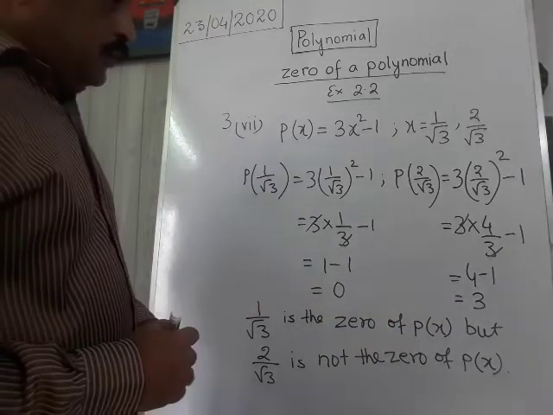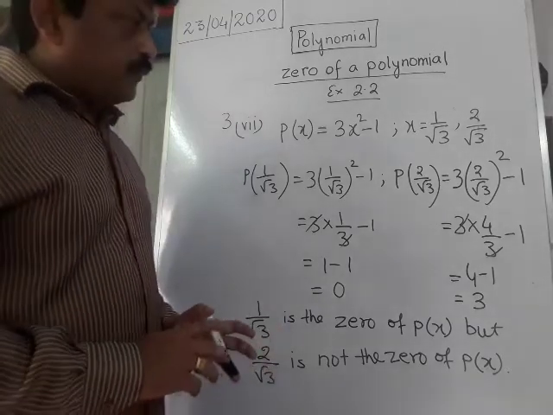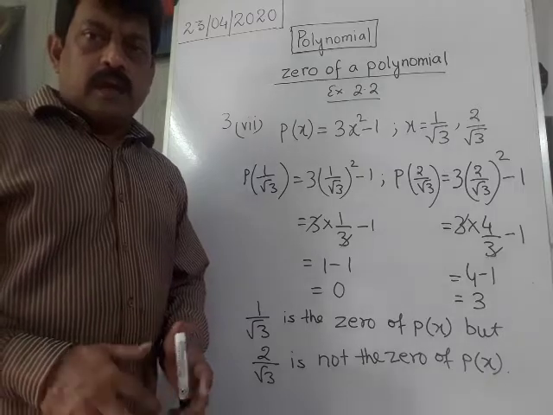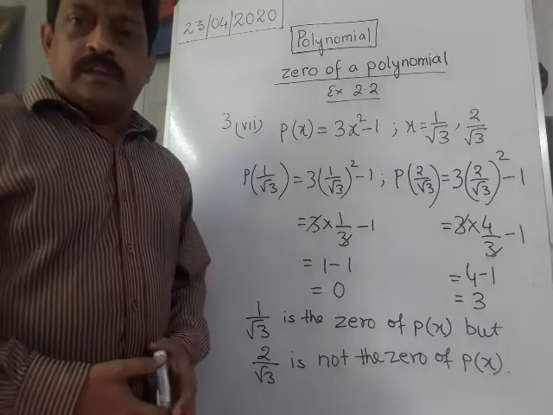Understood? So that's all for today. Hope you have understood the topic. It is very easy to find the zeros and the value of the polynomial. So try with some more examples from your textbook.